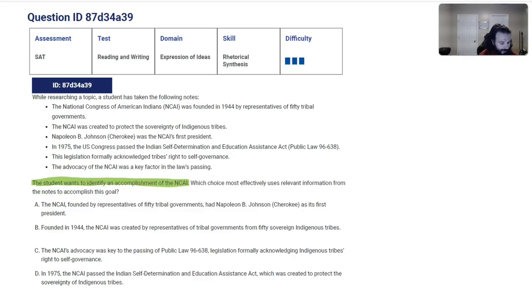Okay, A, the NCAI, founded by representatives of 50 tribal governments, had Napoleon B. Johnson, Cherokee, as its first president. I'm not sure that's an accomplishment. It definitely tells us something about this organization. Whether or not that's an accomplishment is a little bit more contextual, so I'm going to say probably not. If we take a look at B, founded in 1944, the NCAI was created by representatives of tribal governments from 50 sovereign indigenous tribes. Not really an accomplishment.